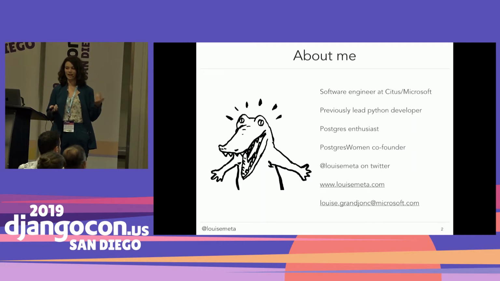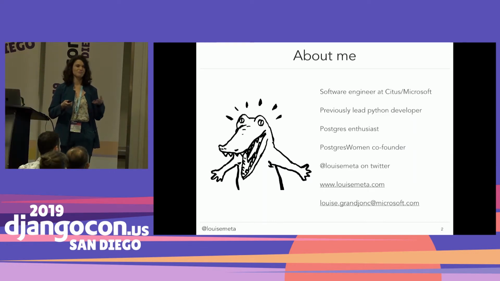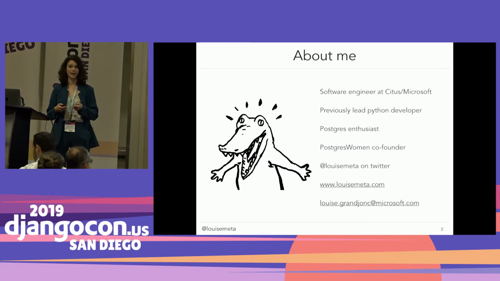Just about me, I'm a software engineer at Citus Data, which got acquired by Microsoft a few months ago, so I'm now a Microsoft software engineer. Before that, I was a Python developer for years, and I also really love databases, as weird as that sounds. I tend to be more specialized in Postgres. I co-founded Postgres Women about a year ago. We realized that there were not that many women, and we wanted to prove that we exist. Now we're trying to work a little more on different diversities, because white women are not really diversity. If you want to follow me on Twitter, I'm Louise Meta, and I have a blog.